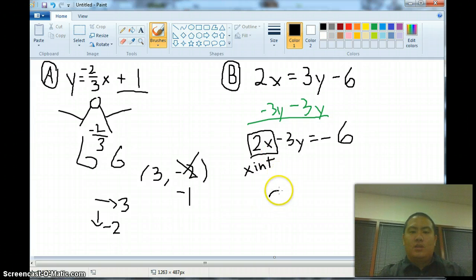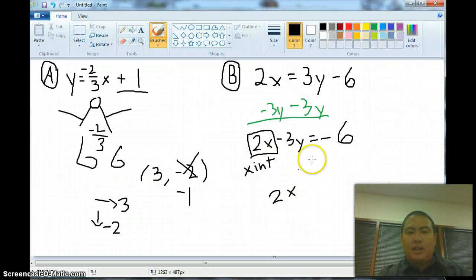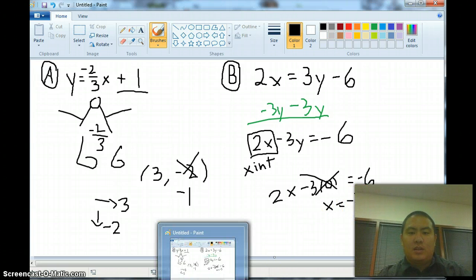So it would be 2x, and since it's the x-intercept, well, what is y at the x-intercept? Take a look at this one. If this is the x-intercept, what is the y? The y is 0. So the same thing happens. 2x minus 3 times y, but y is 0. It's going to become 0. This isn't going to matter anymore. So 2x equals -6. Alright, that leaves me with x is equal to -3.